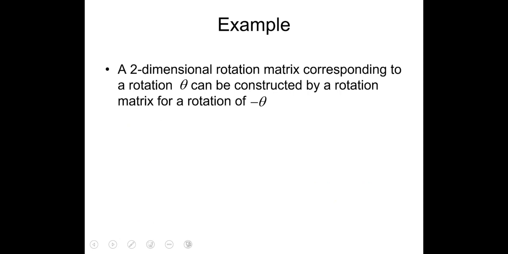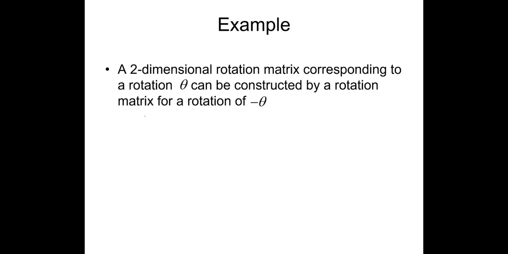So then let's do one example. In this example, a two-dimensional rotation matrix corresponding to a rotation theta can be constructed by a rotation matrix for a rotation of minus theta. So what does it mean?